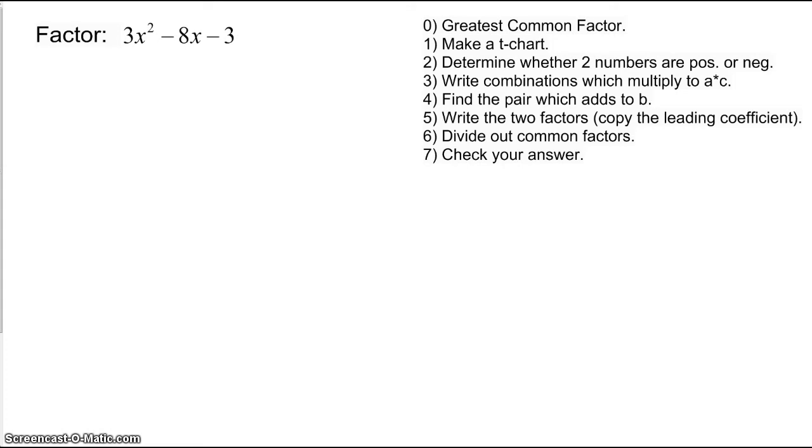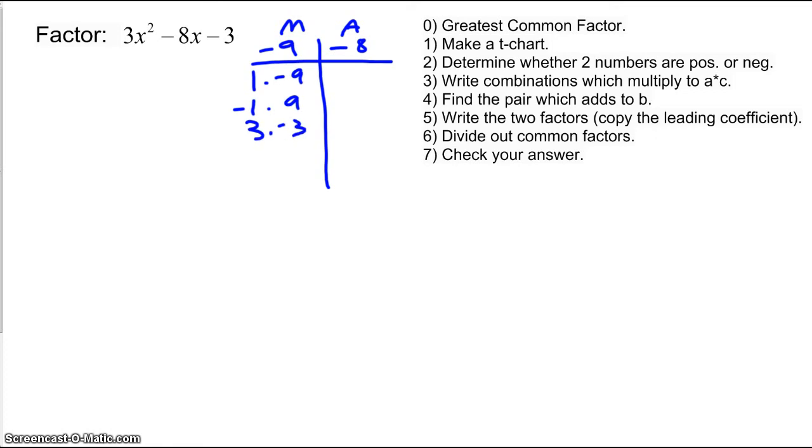So instead, we're going to just go ahead and proceed with the normal multiply add. But the multiply is 3 times negative 3, so negative 9 is what the two numbers need to multiply to, and they need to add to a negative 8. So how can I get a negative 9? 1 times negative 9, or negative 1 times positive 9, or 3 times negative 3, and that would cover it, right?